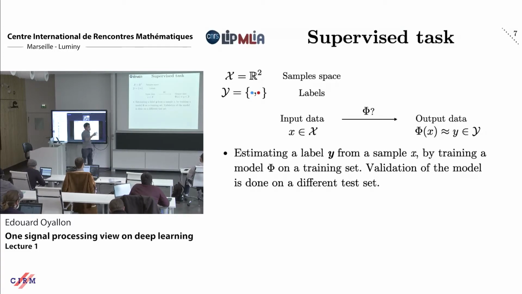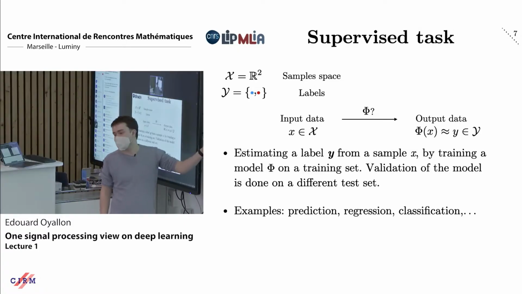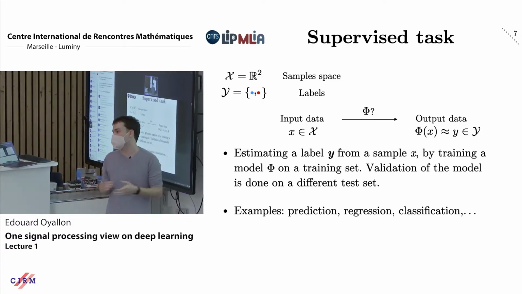So in some sense, training a model phi on some training set to estimate some label of the data, and then we validate the model on some test sets. So that's basically how you design a pipeline, for example, for some prediction tasks, some regression tasks, some classification tasks, and all these kinds of things.